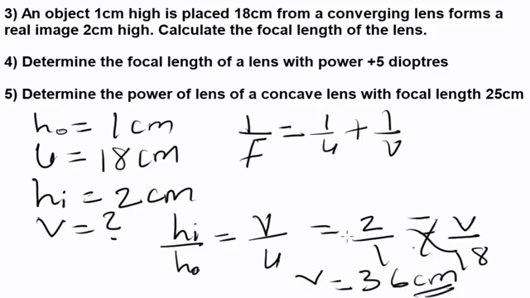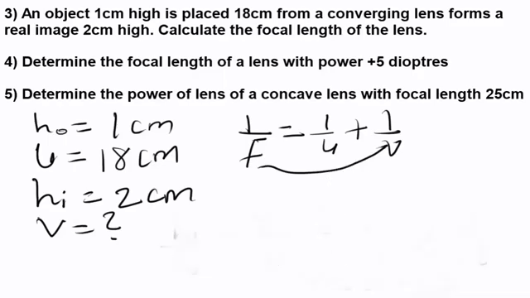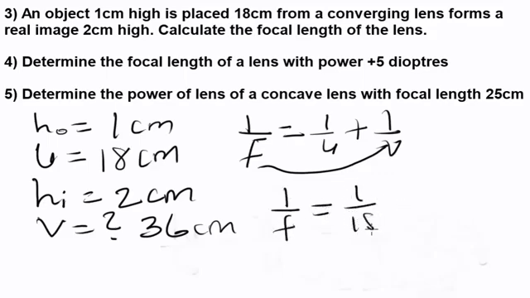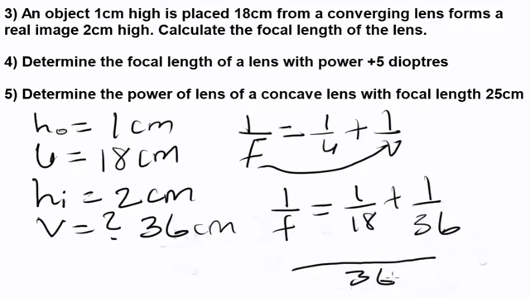Okay, so now that we have 36 cm, let's substitute everything in this expression, both u and v. Let me wipe this side. Okay, so we now have our image distance to be 36 cm. So when you put it in the lens formula, you're going to have 1 over f equals 1 over our u, which is 18, plus 1 over 36. So we find the LCM. So LCM will give us 36f.